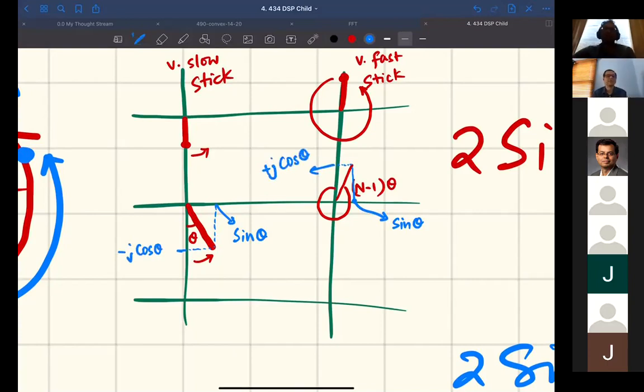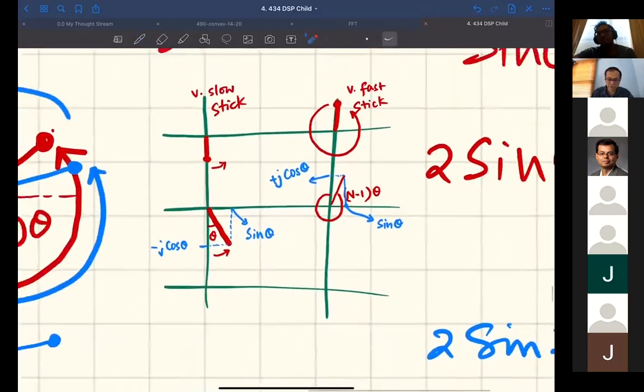That makes sense. But what still doesn't make sense to me is why the very fast stick is starting on the upper part. Like, why is the stick pointing up? Why does it have to point up? What if the stick pointed to the right or something? Okay, let's do it. What if the stick pointed to the right?